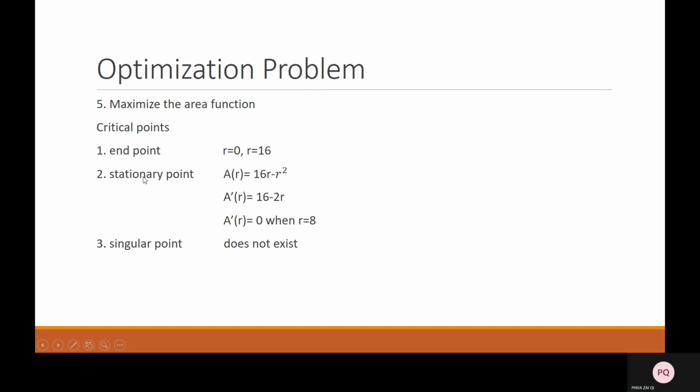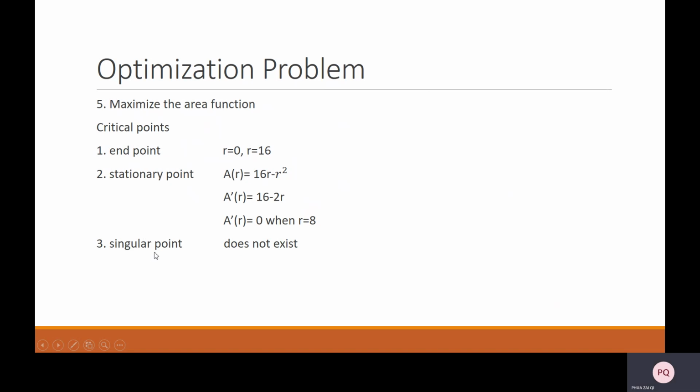A stationary point is a point with the first derivative equal to 0. We know that the area function is equal to 16r minus r squared. The first derivative will equal 16 minus 2r. Letting the first derivative equal 0, we move negative 16 to the other side and divide by negative 2. We know that the first derivative equals 0 when r equals 8.